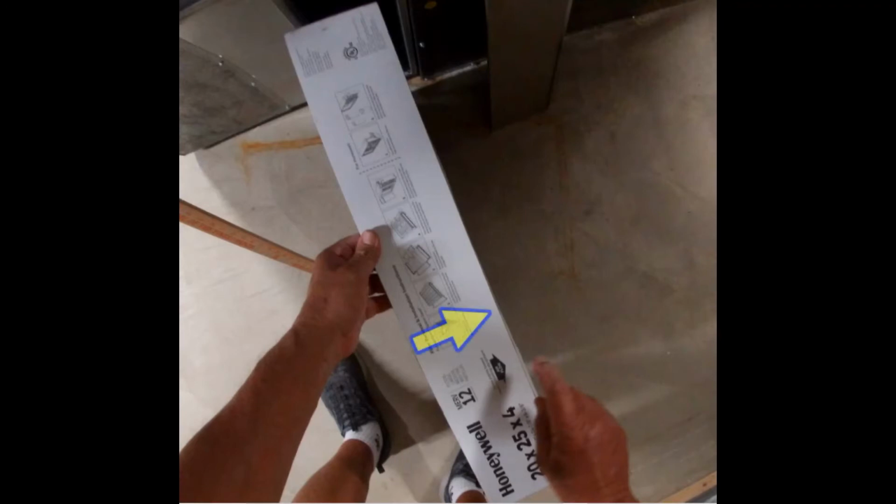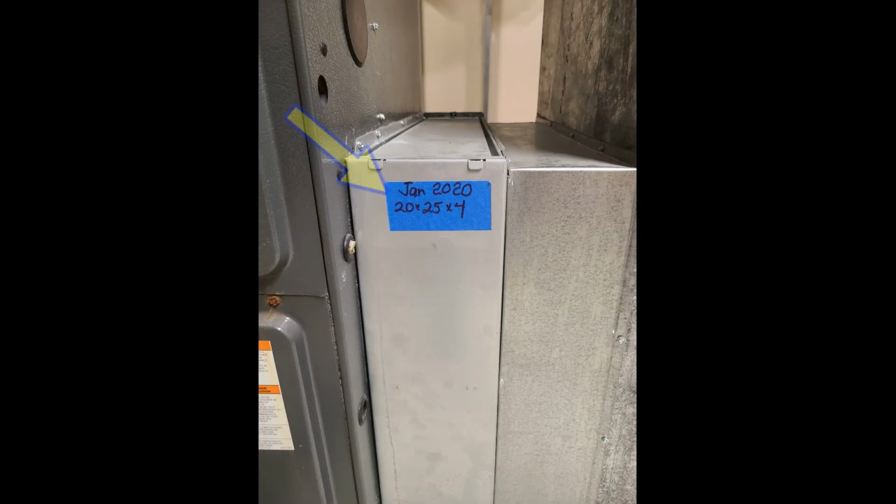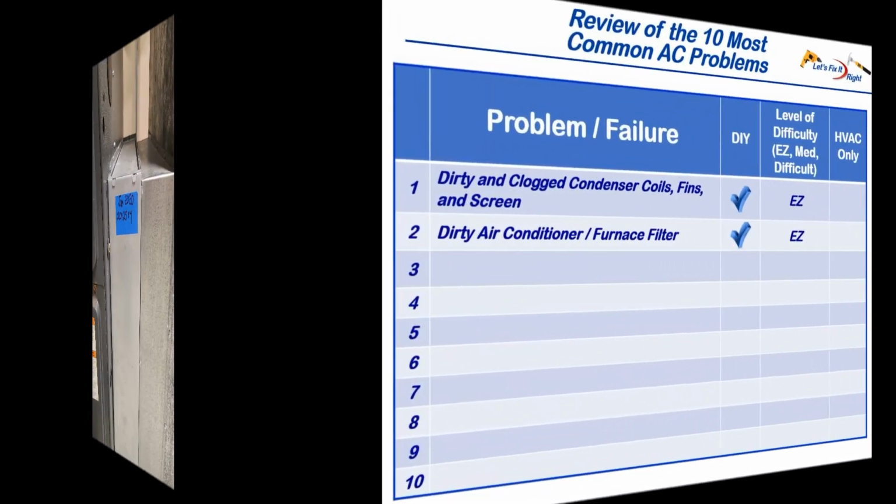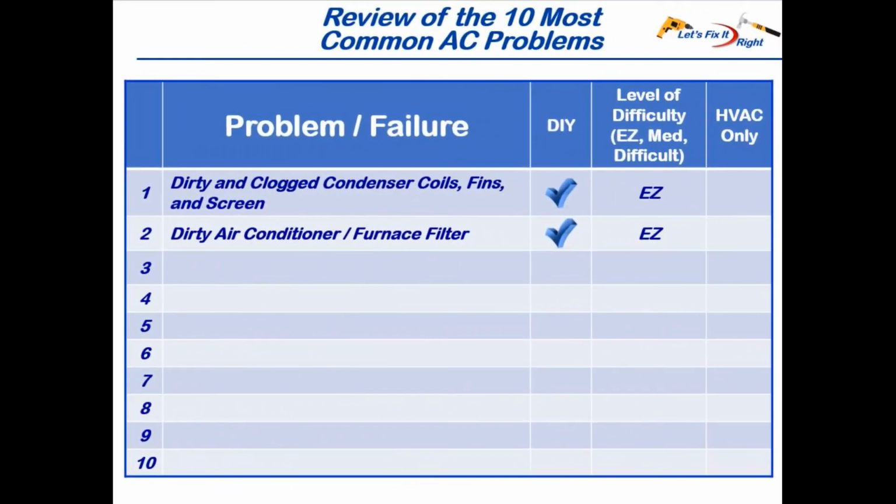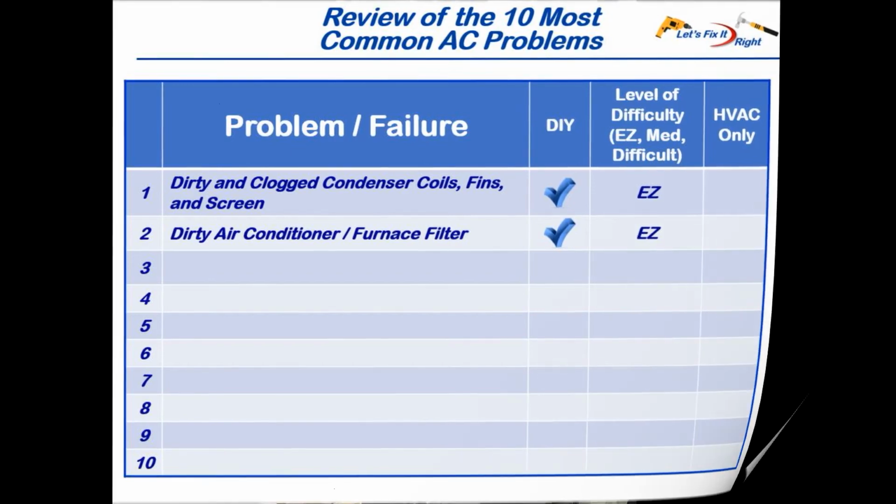When changing the filter, ensure that you install it with the arrow printed on the filter corresponding to the direction of airflow. To keep track of my filter changes, I mark the month and date I replaced it here next to the filter to ensure that I don't forget to change it annually. To make this easy, I normally purchase a 2-pack of these filters from Home Depot and store them on a shelf near the furnace. Similar to problem 1, annually changing a dirty furnace filter is an easy do-it-yourself task.